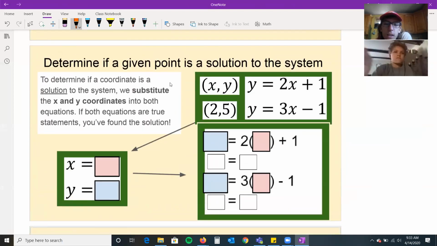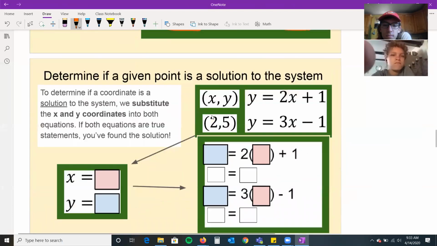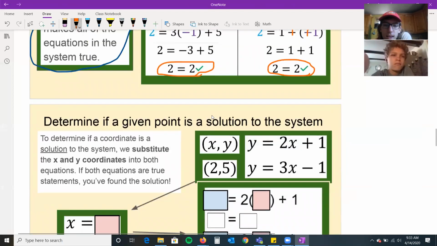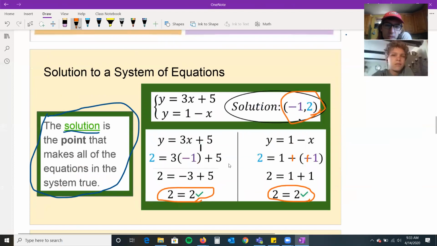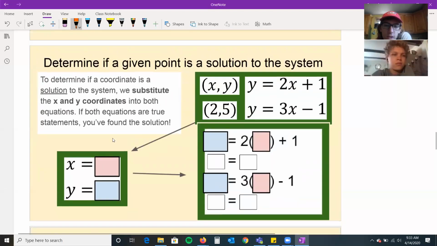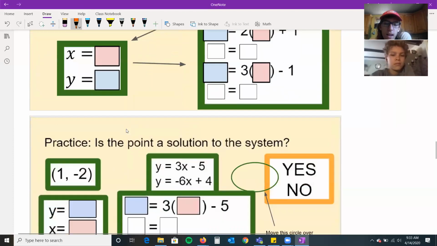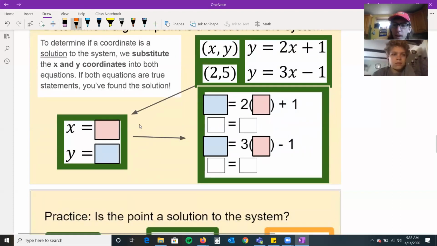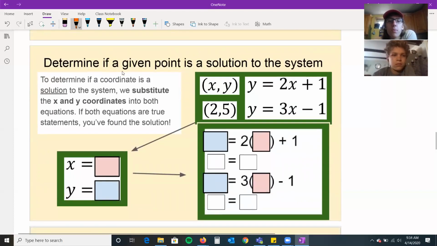All right. Determine if a given point is a solution to the system. And I kind of jumped the gun there, I guess. And this shows us how the solution works. But this is going to show us actually doing the process. And then after we do this one together, I'm going to have you guys do a couple on your own. Okay. So be ready. Determine if a given point is a solution to the system. We've got 2, 5. Okay, that's a coordinate pair, right?